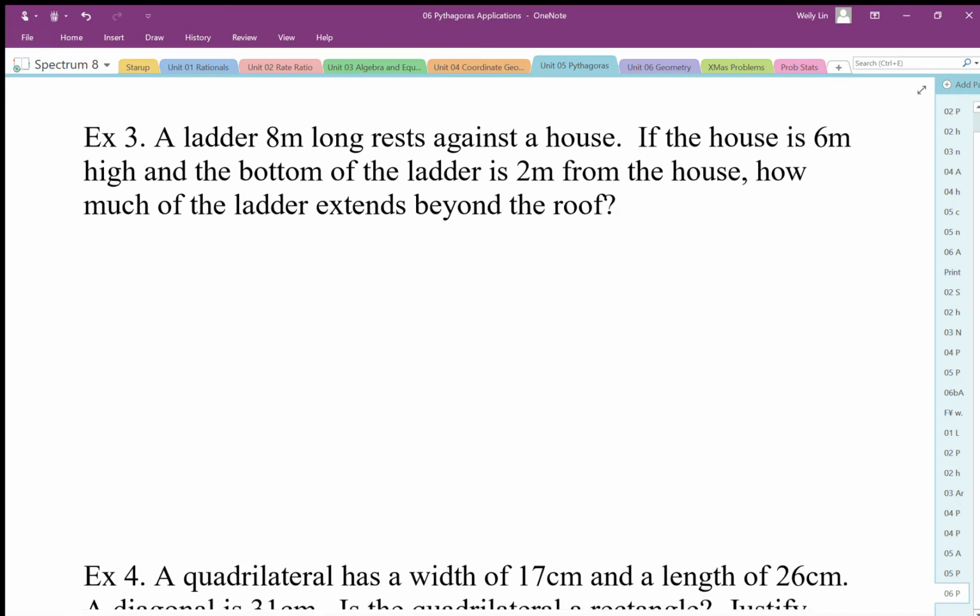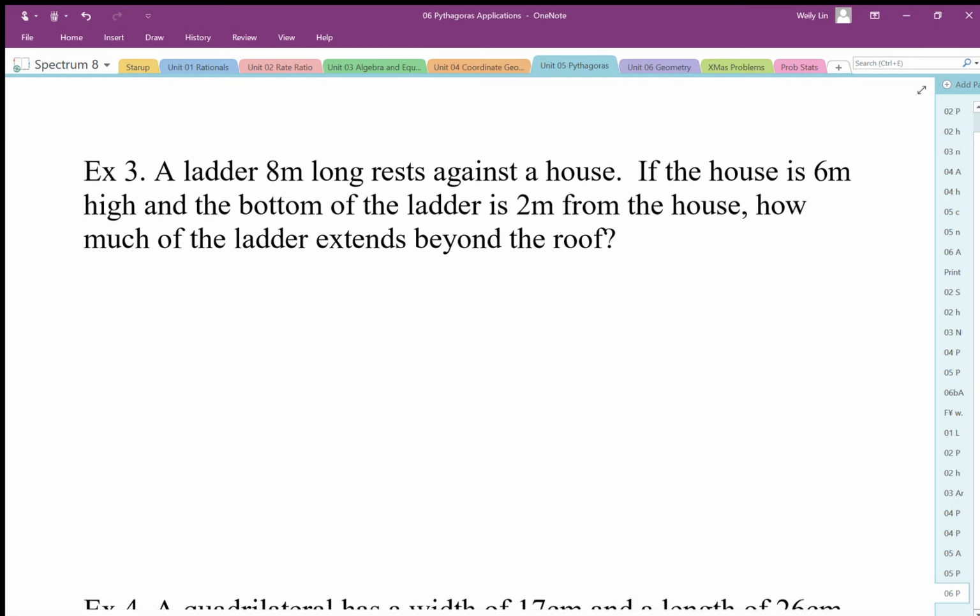So again, here we have another ladder problem, and it says it rests against a house, and the house is 6 meters high. So I'm going to draw my house here. I've got a 6-meter high house, and the bottom of the ladder is 2 meters from the base, and I've got an 8-meter long ladder. Now that definitely is not going to be 8 meters like that, because it's impossible.